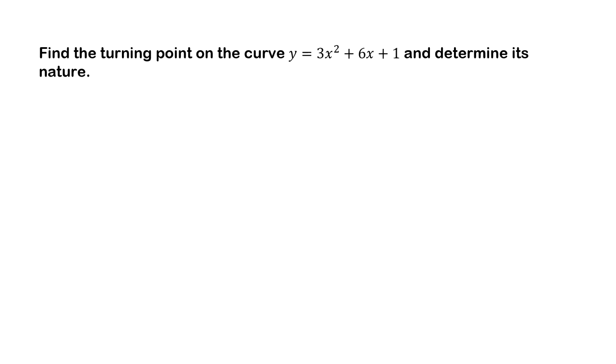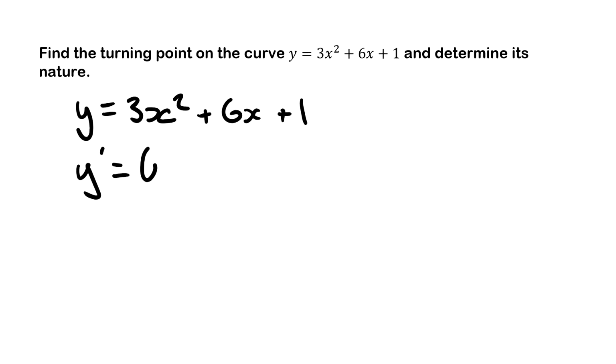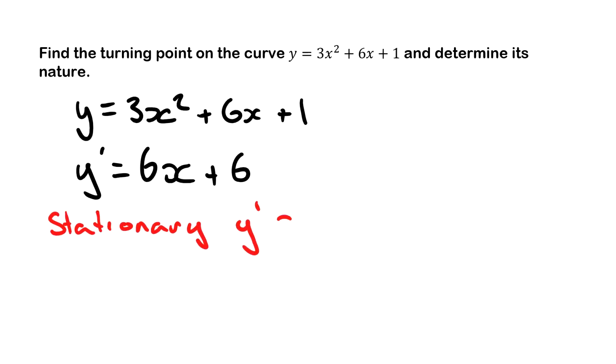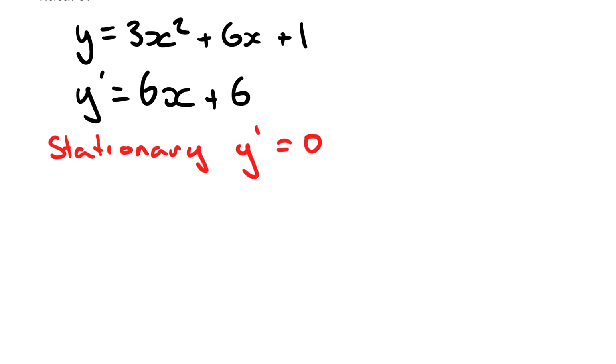Alright, so the first thing I always like to do is rewrite my function. Now with these type of questions, the second thing you want to do is find the first derivative. So this becomes 6x and this becomes 6. Okay. Now that we've done that, remember for a stationary point, that first derivative is equal to 0, and that's what we're trying to find. So what we do now is we assume that this equals 0, so 6x plus 6, and then we can start to do our rearranging.